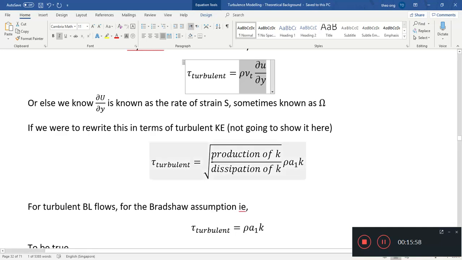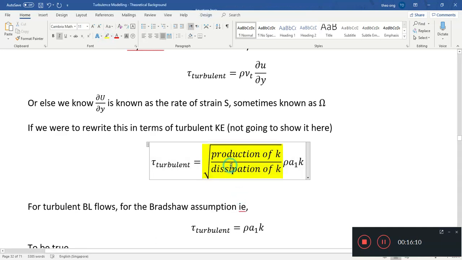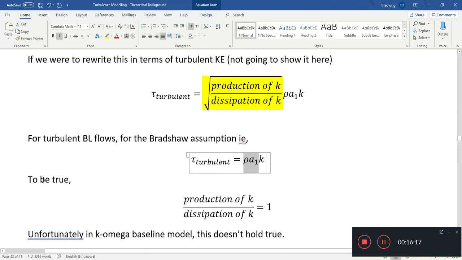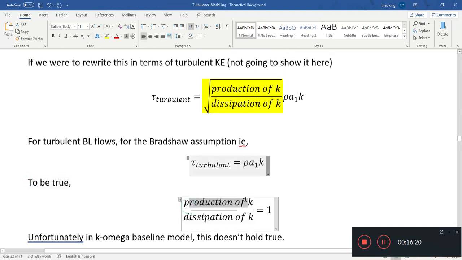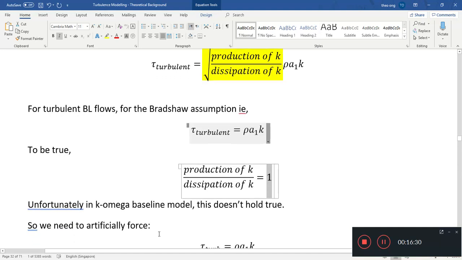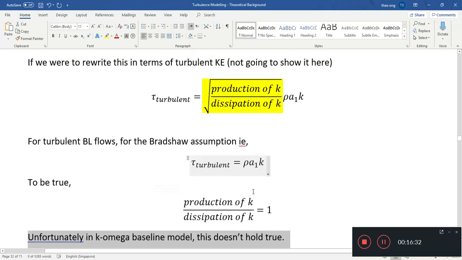So ideally, this term here should be equal to 1 in the boundary layer. This extra term pops up, so I just highlight this. Ideally this should be 1 in the boundary layer so as to satisfy this. To be true, this production of K over the dissipation of K should be 1 inside the boundary layer, especially those with adverse pressure gradients. Unfortunately, in the K-Omega baseline model, this doesn't hold true.